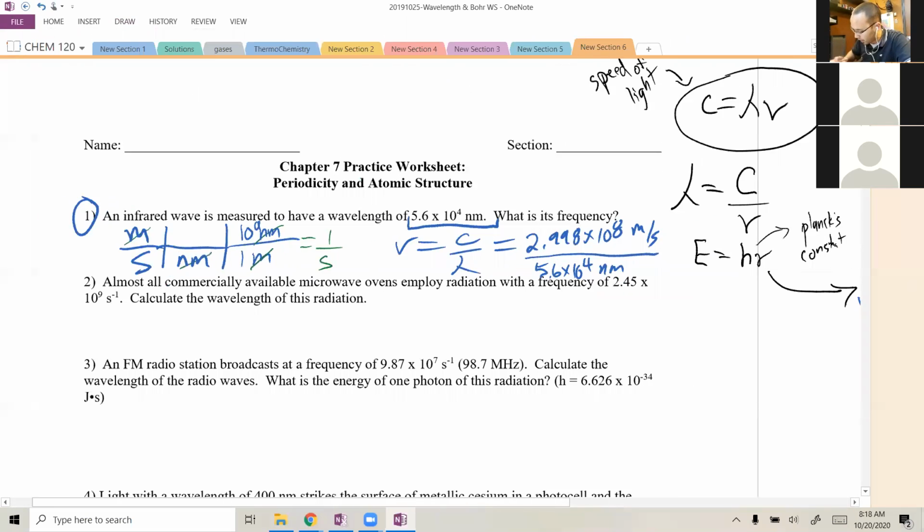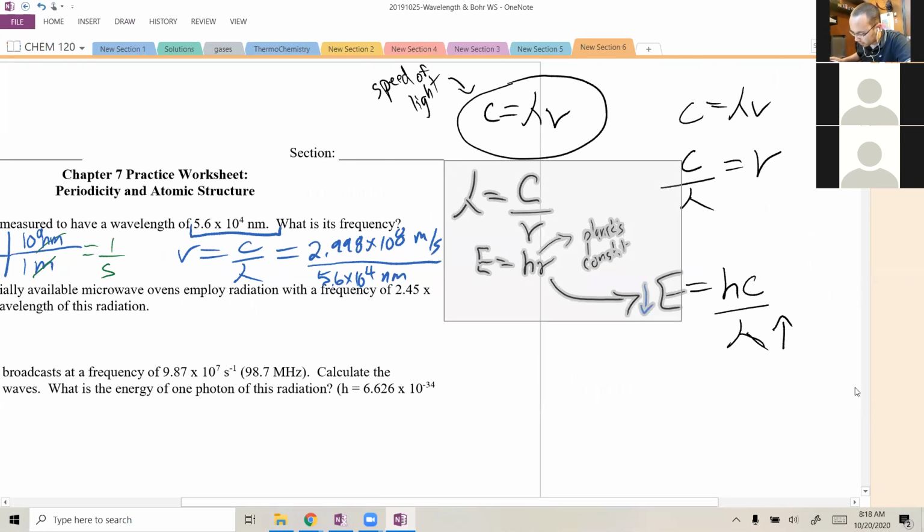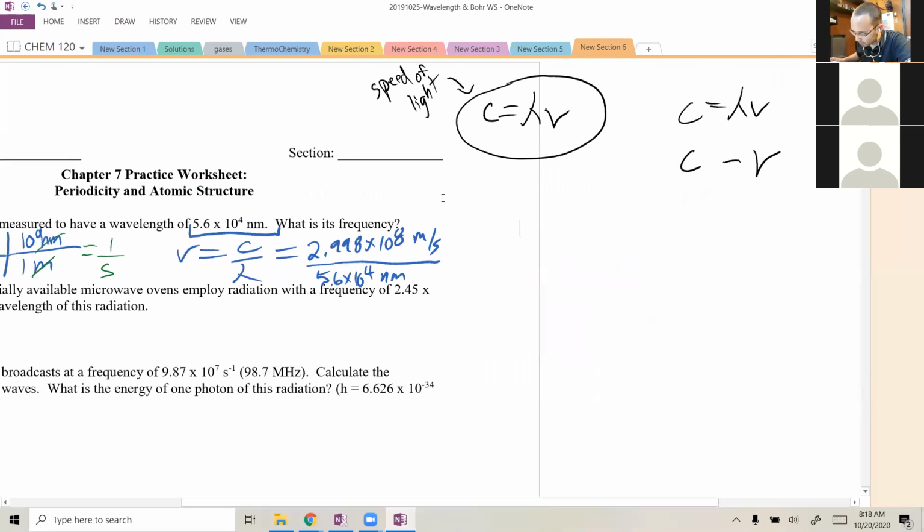So I'm going to go ahead and make a little space here. We need to go ahead and take this. We can add our 10 to the 9 nanometers in 1 second, or not 1 second, 1 meter. And so what's the frequency that we end up with? What is the frequency of that photon?